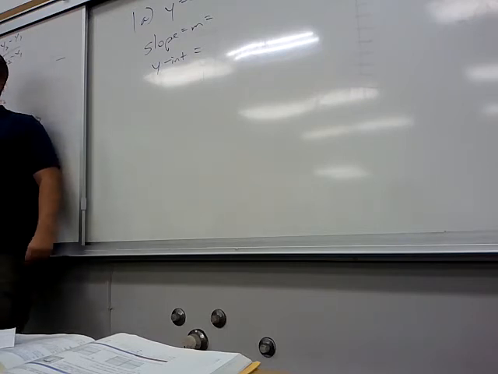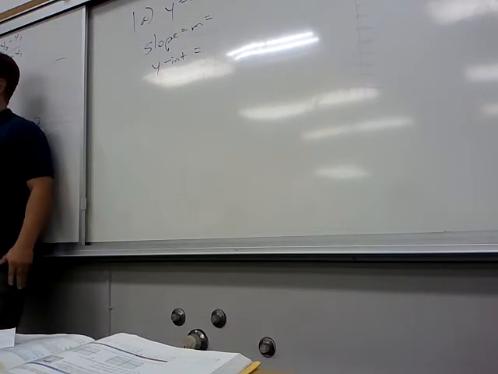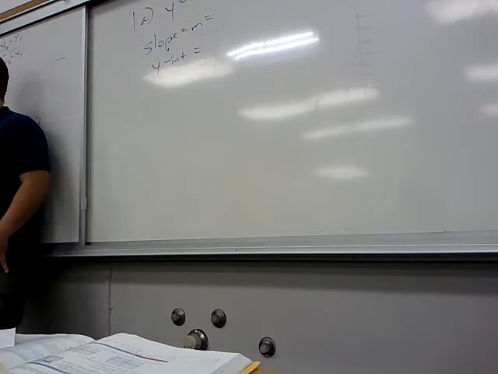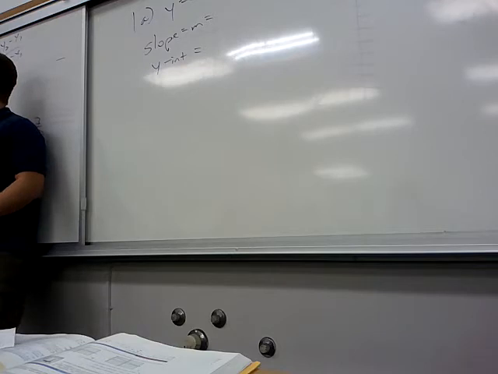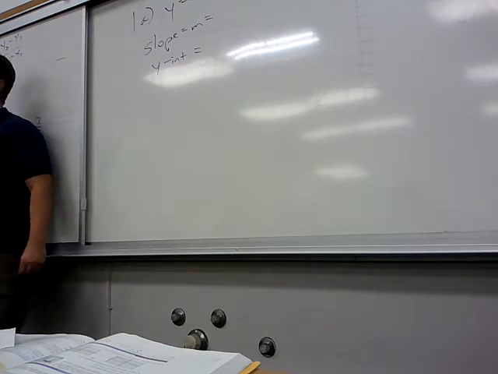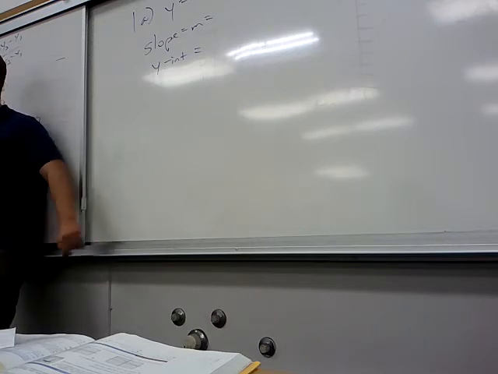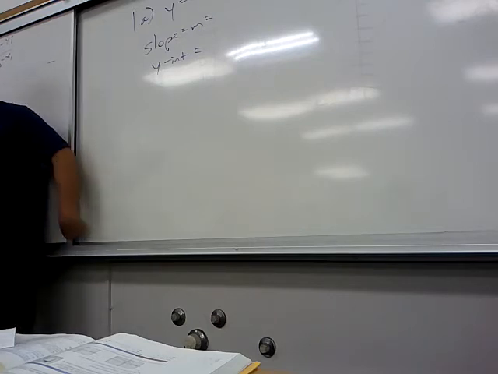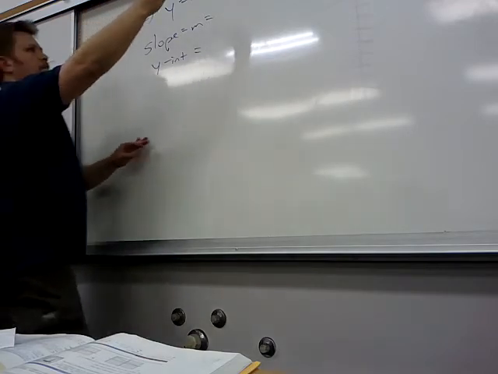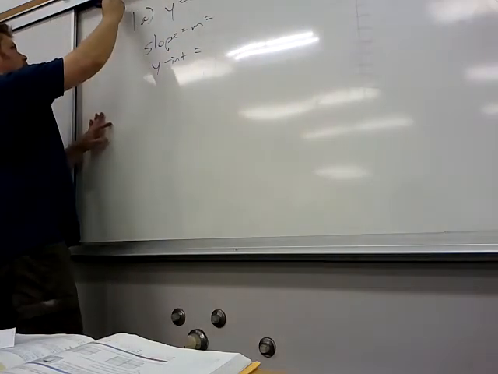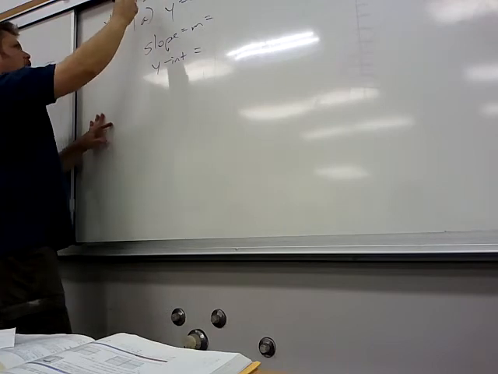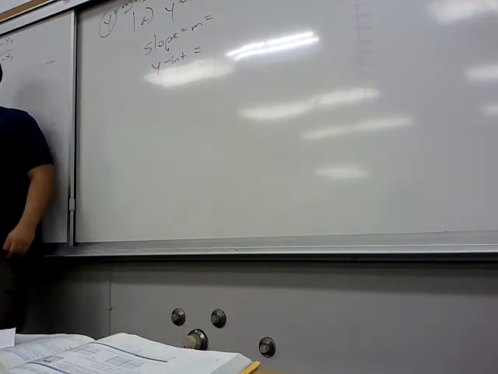What's the slope of this line? Is this in the right form for me to see it? Not quite yet. What form do I have to be in to be able to see the slope and the y-intercept? I have to be in this form here, mx plus b. Basically, y has to be by itself.